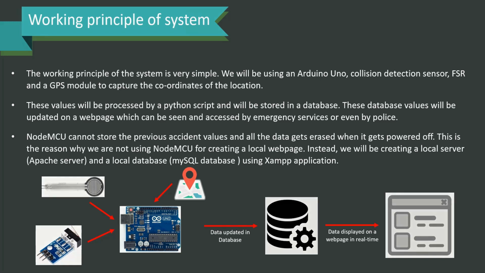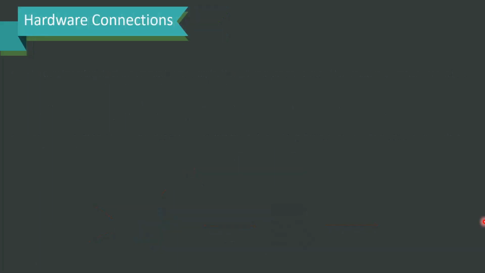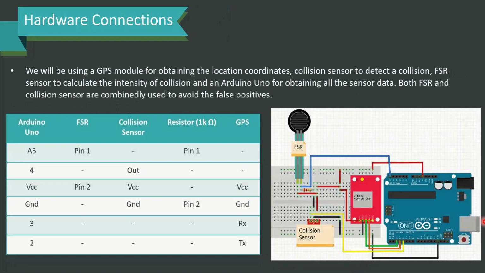The hardware connections. We will be using GPS module for obtaining the location coordinates, collision sensor to detect a collision, FSR sensor to calculate the intensity of the collision, and an Arduino Uno for obtaining all the sensor data. Both FSR and collision sensor are combinedly used to avoid the false positives. And we want to make sure that our system is detecting things perfectly, and that's why we chose this combo.